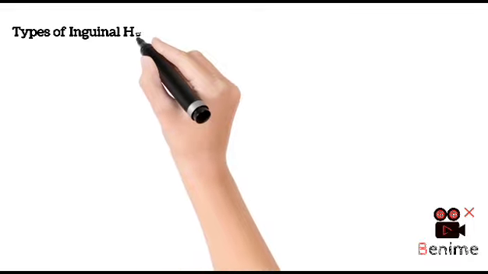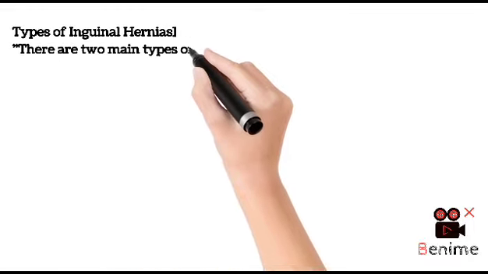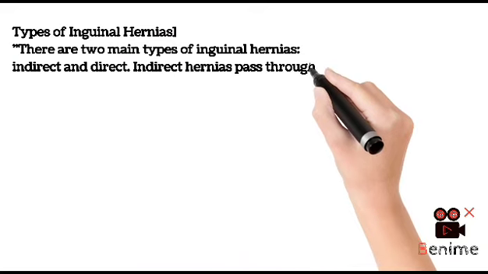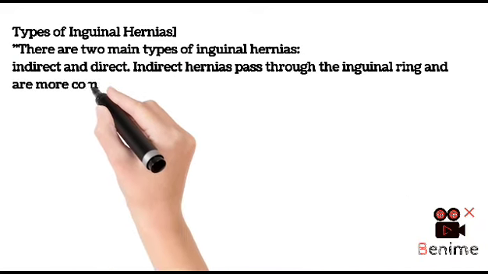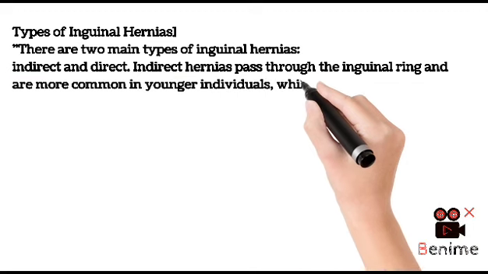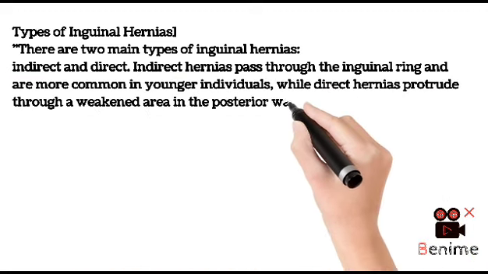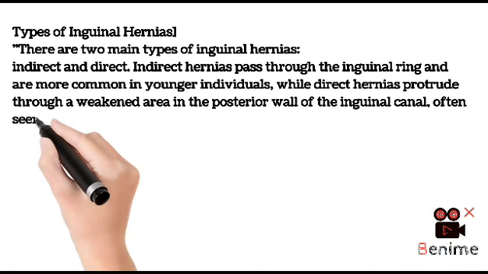Types of inguinal hernias. There are two main types of inguinal hernias, indirect and direct. Indirect hernias pass through the inguinal ring and are more common in younger individuals, while direct hernias protrude through a weakened area in the posterior wall of the inguinal canal, often seen in older adults.